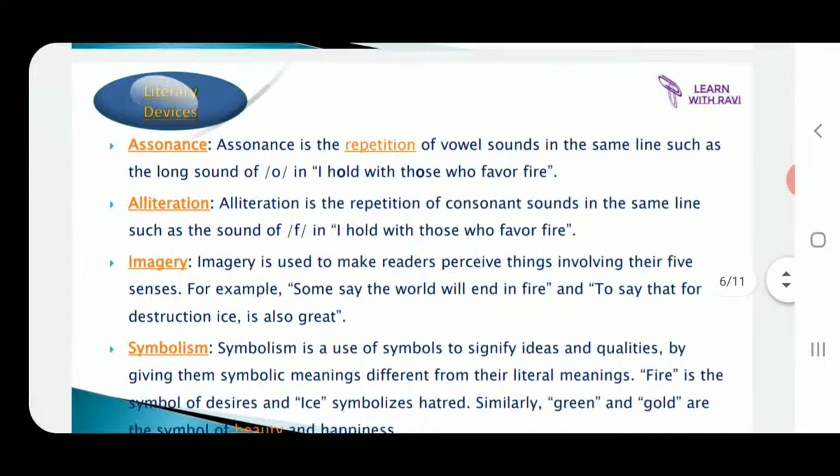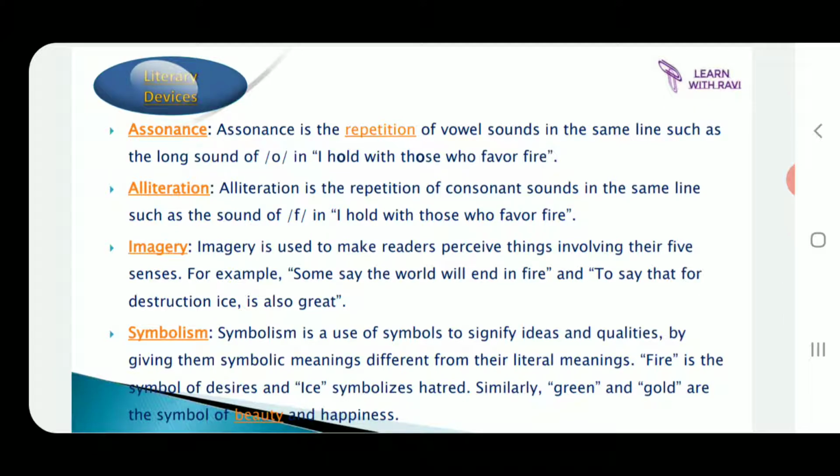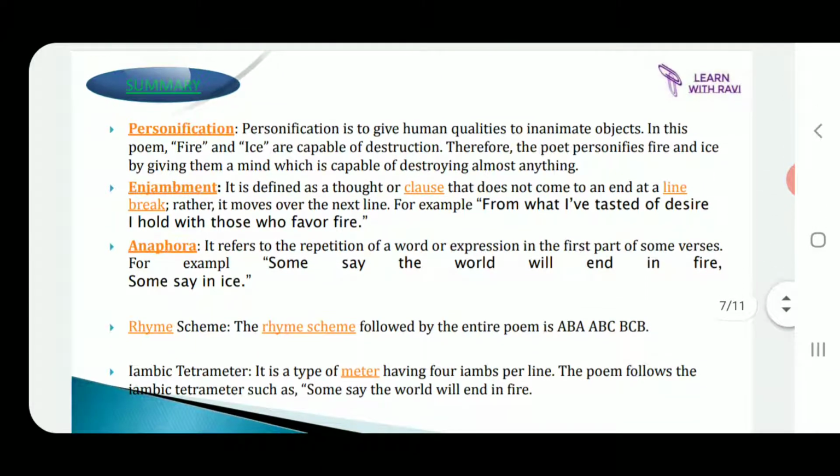So let's move on to the literary devices used in the chapter. Yes, assonance has been used; you are already aware that it is the repetition of vowel sounds. Alliteration, yes, repetition of consonant sounds. Imagery: you can see that some say the world will end in fire, and to say that for destruction ice is also great. It is implemented in such a way to make readers perceive things involving their own senses. So using your own senses, you need to imagine in what way it is going to happen. Symbolism, yes, fire and ice. And next, clear-cut use of personification, giving human qualities to both of them.